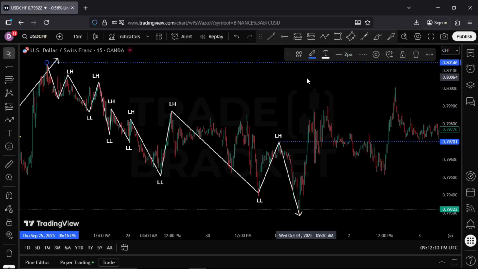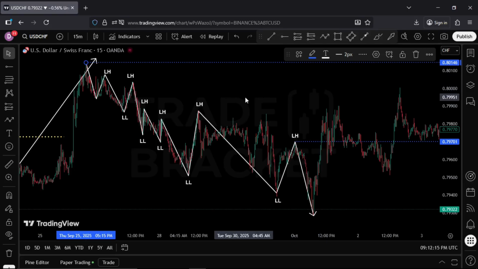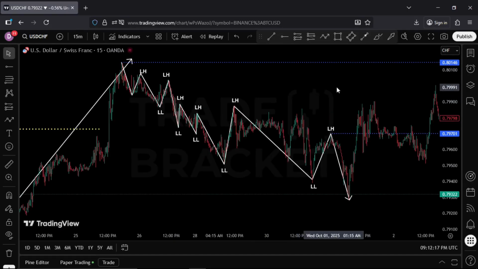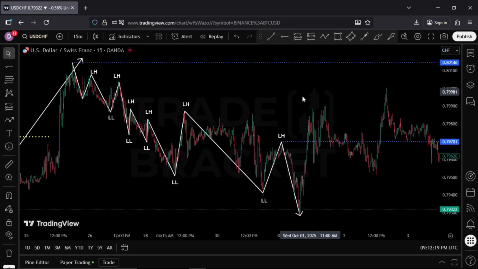Now I want to mention something before I continue, because according to the strategy, as soon as we get the break of this last lower high, we will draw our trade bracket and measure this setup to make sure it is at least a 1 to 2 trade. If it's not a 1 to 2 trade, we are not taking the trade. So make sure you remember that.